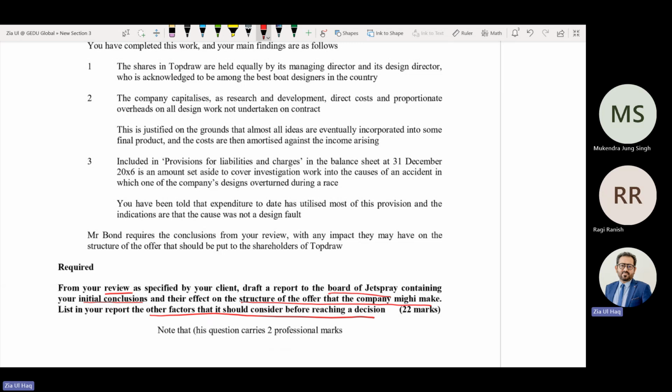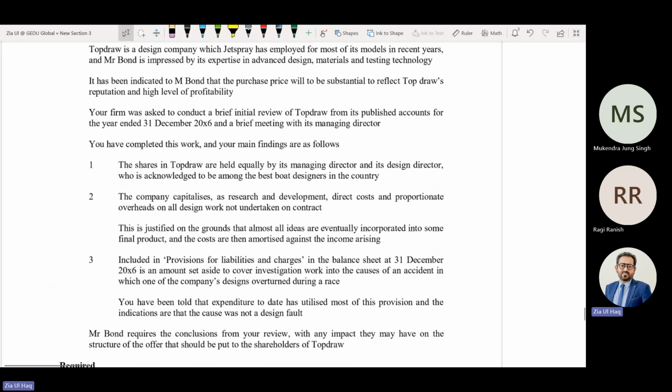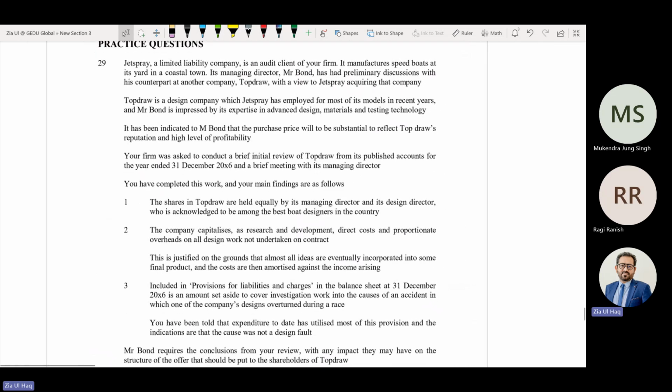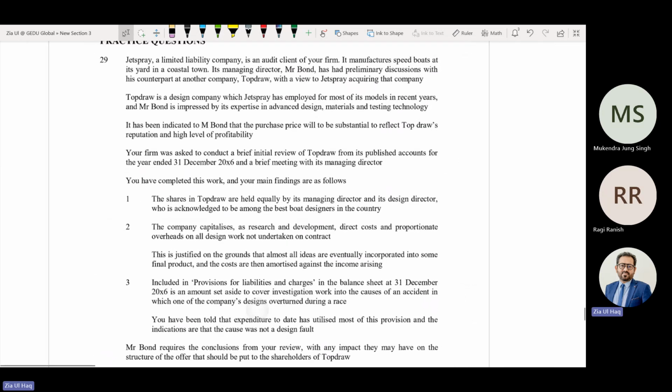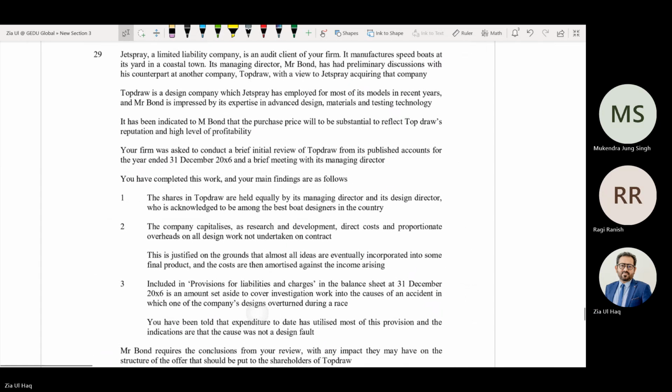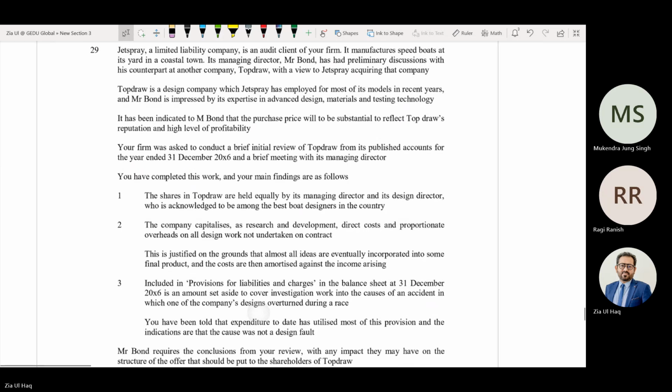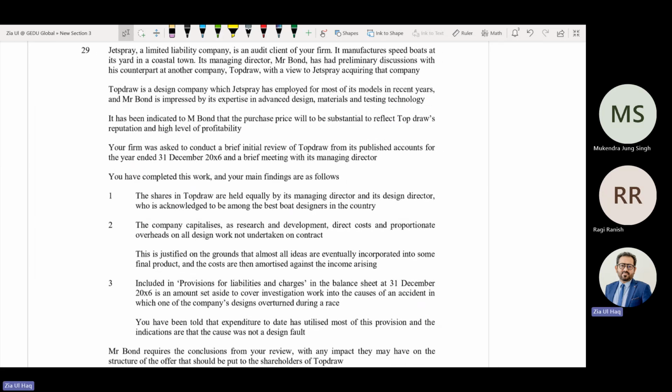And in a due diligence assignment, there are 3 contents of the report: benefit of acquisition, problems with acquisition, and structure of bid. Can you please identify some of the benefits and problems of acquisition from this question? Try to identify any benefits and problems of acquisition.